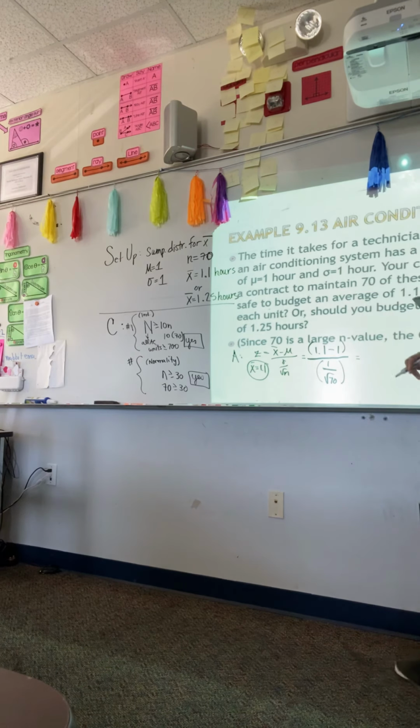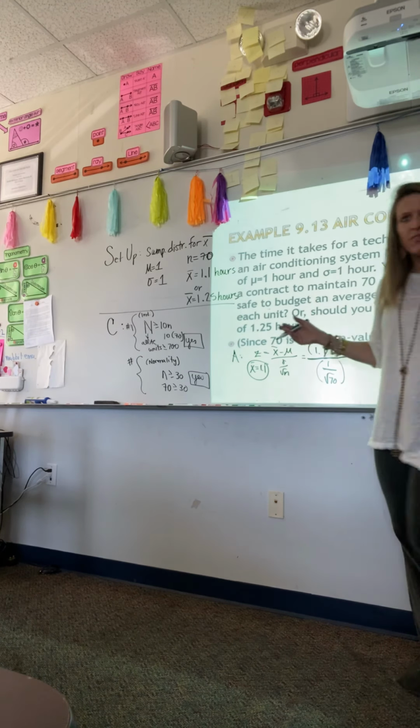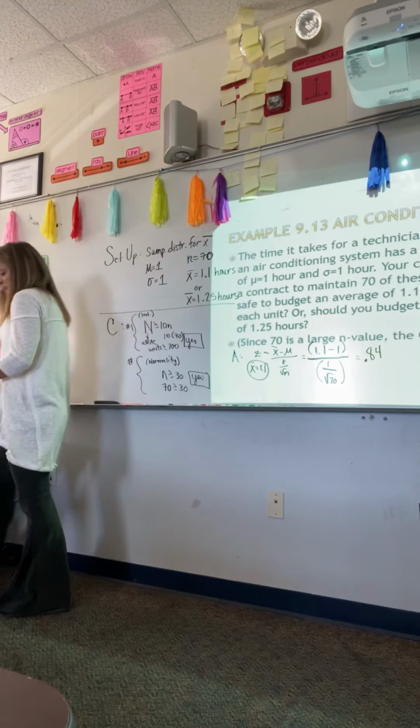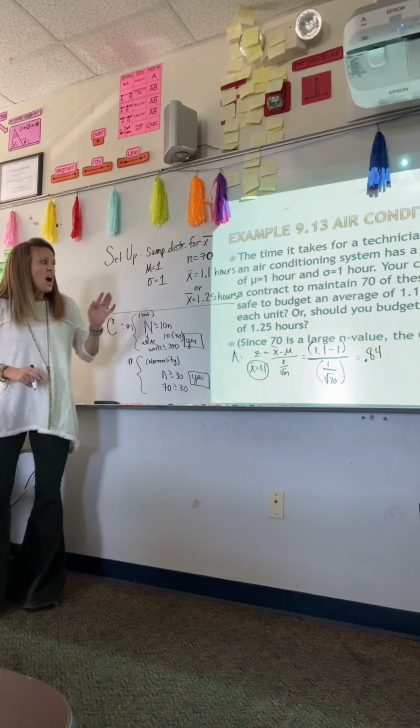All right. Tell me what you got for your z-score. Round to 2 decimals? 0.84. Perfect. 0.84. Okay. Does that seem very unusual to y'all? It's not too bad, right? Okay. All right, so here we go.